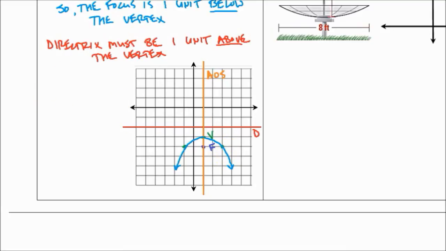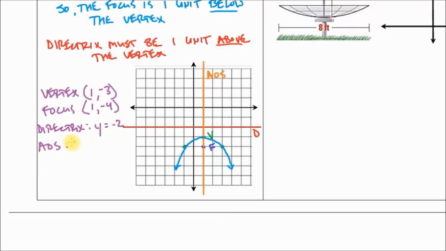Let's write our final information over here on the left side, then we'll continue with the other graph. Okay, so our vertex was at (1, -3). Our focus was at (1, -4). Our directrix was on the line y equals -2, and our axis of symmetry, that's a vertical line, that is where x equals 1. There's our information for that problem.